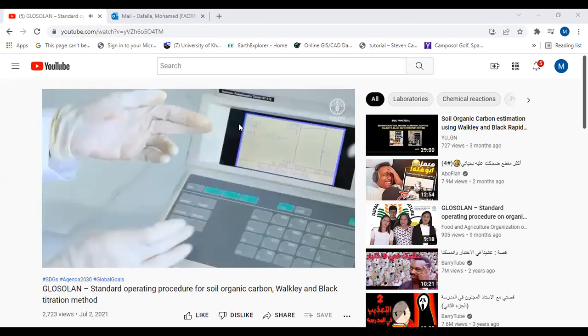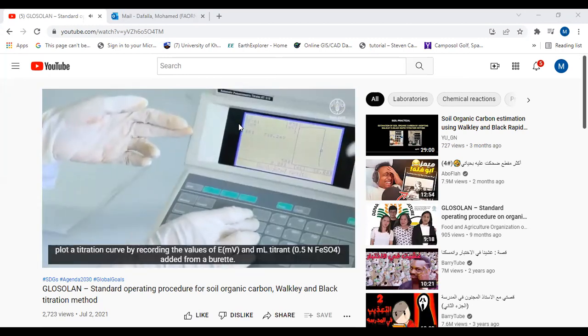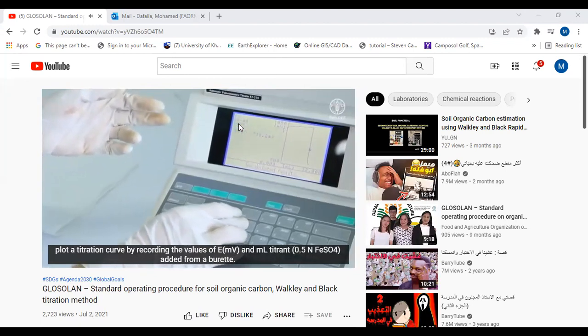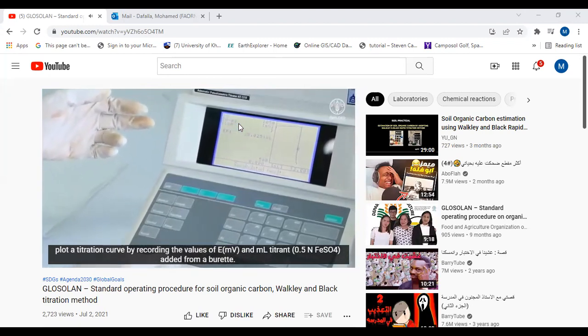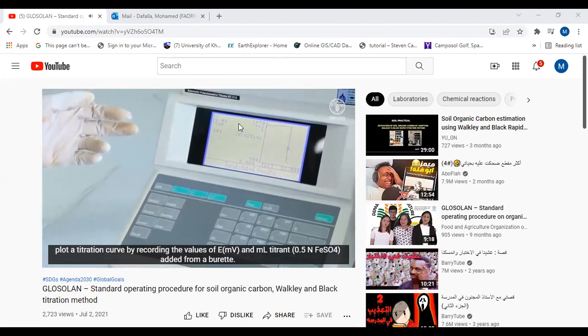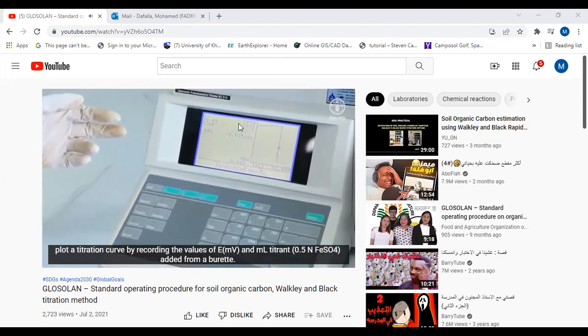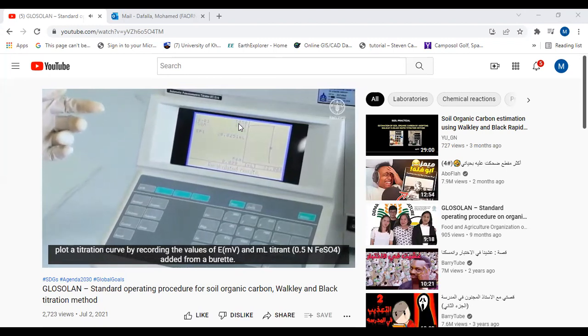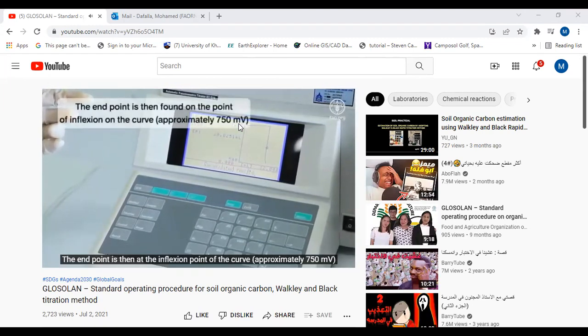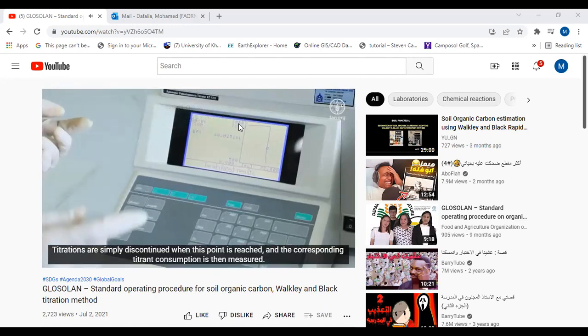and burette. Plot a titration curve by recording the value of measured potential difference in millivolts and milliliters of titrant, 0.5 normal ferrous sulfate, added from a burette. The endpoint is then found at the point of inflection on the curve, approximately 750 millivolts. Titrations are simply discontinued when this point is reached, and the corresponding titrant consumption is then noted.